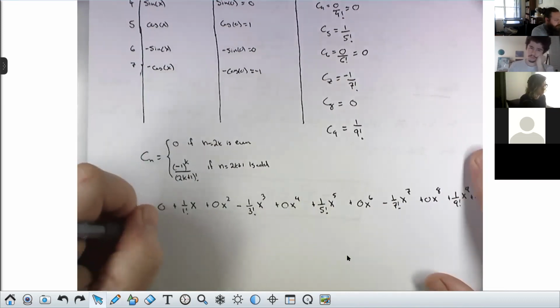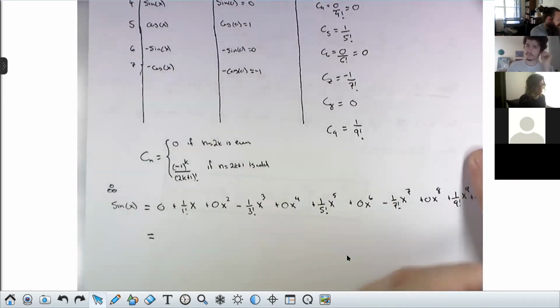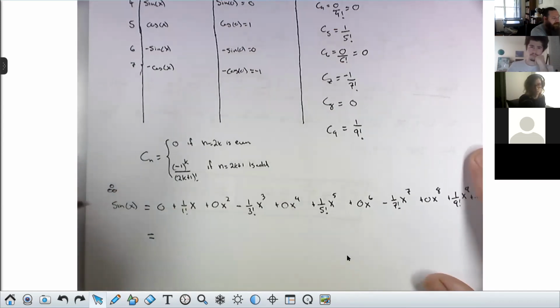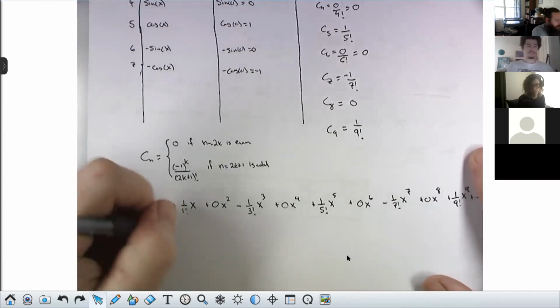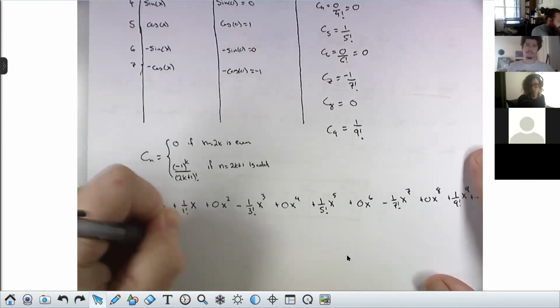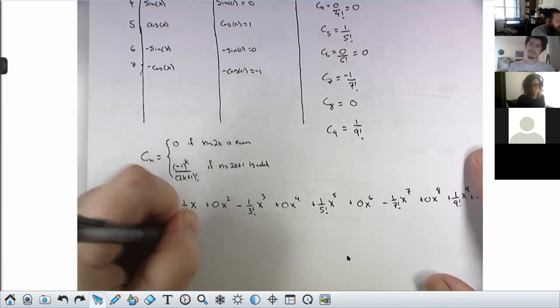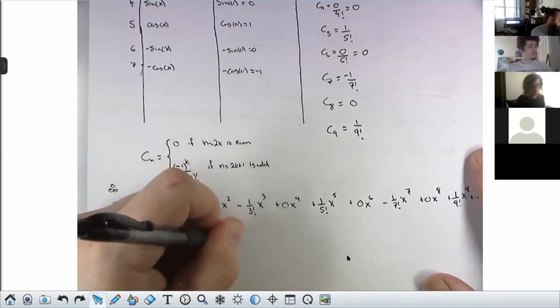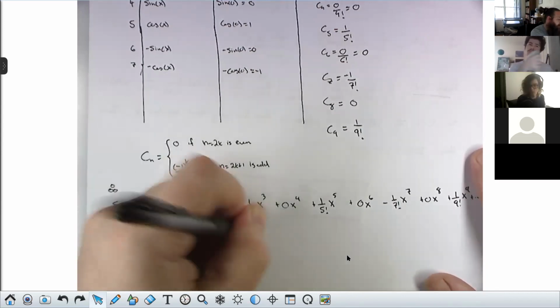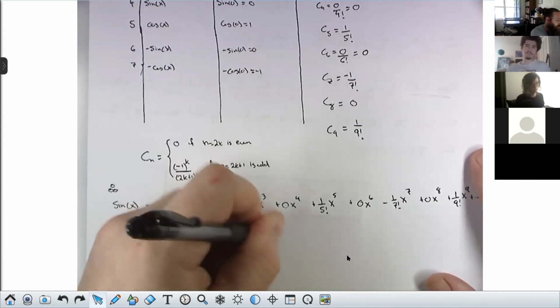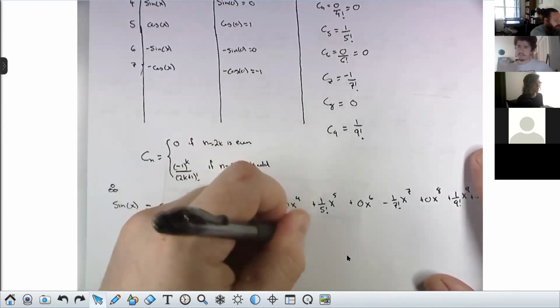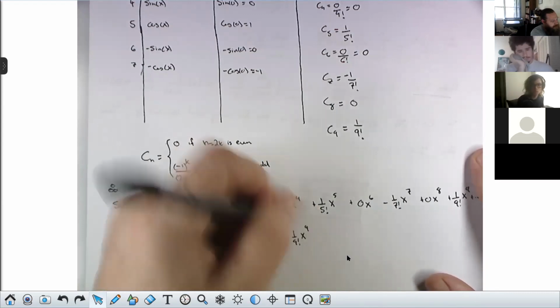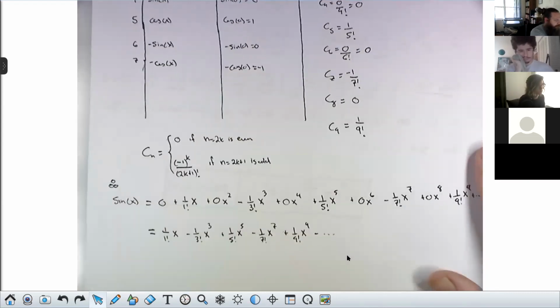Now, if I skip writing the zeros, this looks a lot nicer. That's the big deal. Just don't write the zeros, which is the natural thing to do. This becomes 1 over 1 factorial times x minus 1 over 3 factorial times x cubed plus 1 over 5 factorial times x to the 5 minus 1 over 7 factorial x to the 7 plus 1 over 9 factorial x to the 9, and so on.